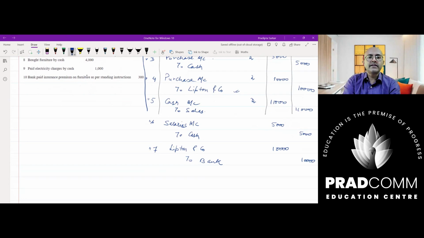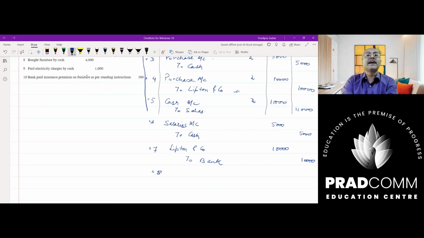Then comes the eighth. Bought furniture by cash. You can get bought furniture, it is given, or you can get purchase furniture. Purchase account comes only when you are buying goods. Goods and assets are two different things. Goods are those things which you are buying for the purpose of selling. That is, you are dealing with those particular goods. Furniture is an asset for us, or any kind of asset that you are buying, you're buying it for the purpose of using it. So therefore, whenever you're buying assets, purchase account will not come.